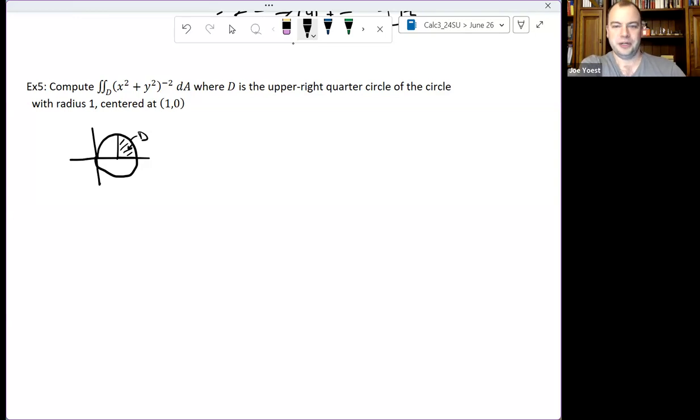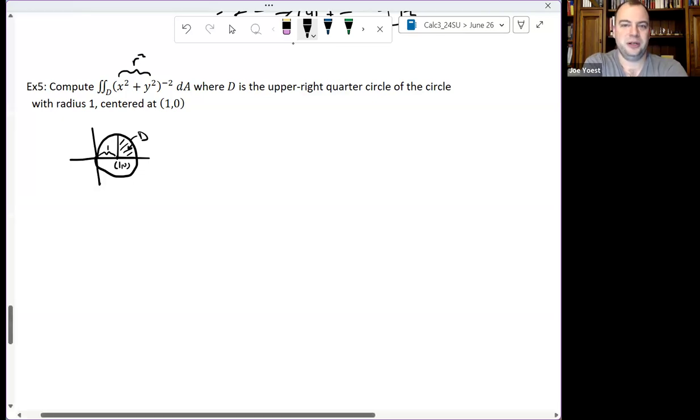So that's our region of integration. We're centered at (1, 0), and our circle has radius 1. In a sense, this is really screaming for polar coordinates. Number one, x squared plus y squared makes r squared, and that's going to be a lot easier to work with. Instead of dealing with 1 over (x squared plus y squared) squared, we'll be dealing with 1 over r to the 4th. That seems like it's going to go a lot better.